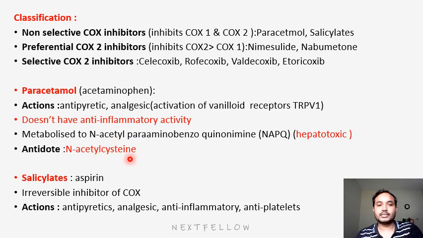Next is salicylate, also a non-selective COX inhibitor. An example is aspirin, which is an irreversible inhibitor of COX. Its actions are antipyretic, analgesic, anti-inflammatory and antiplatelet. It has four effects, whereas paracetamol has only two, antipyretic and analgesic. Along with those, aspirin has anti-inflammatory and antiplatelet effects also.